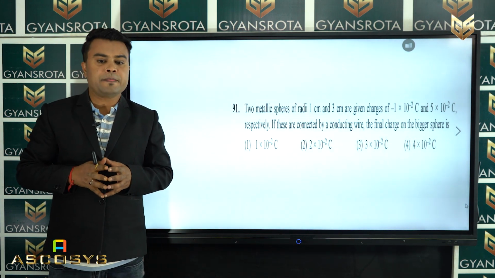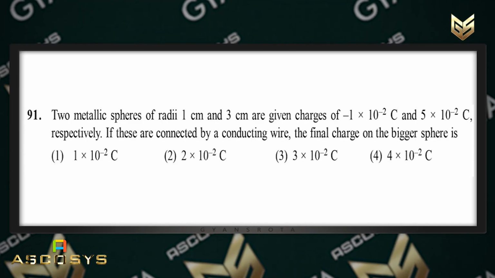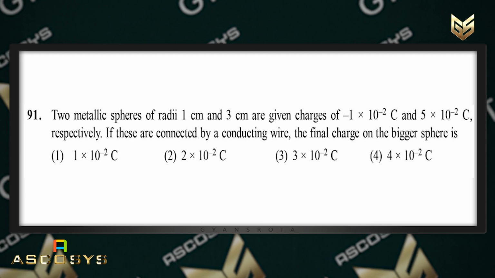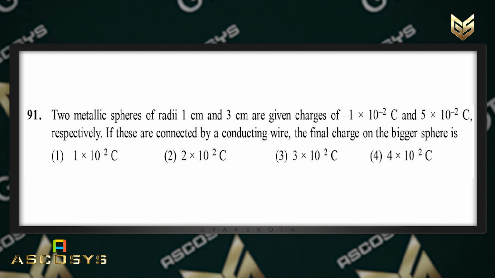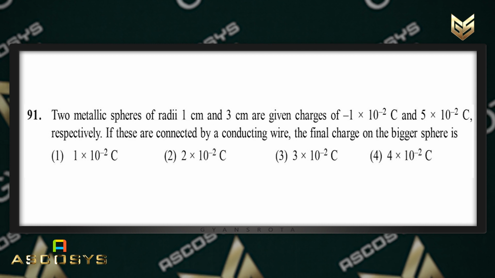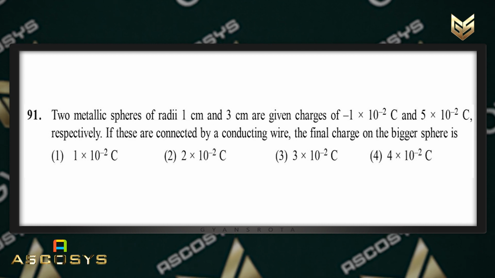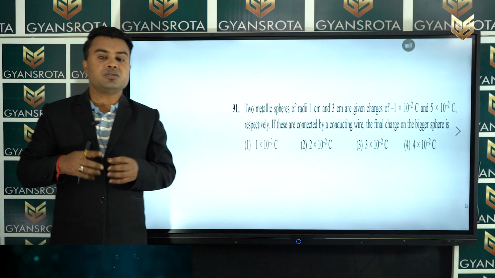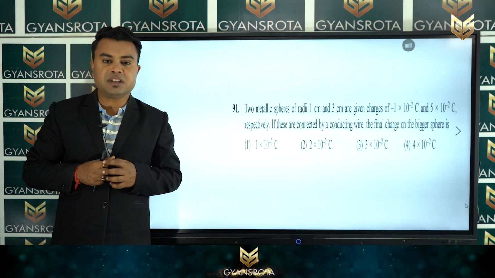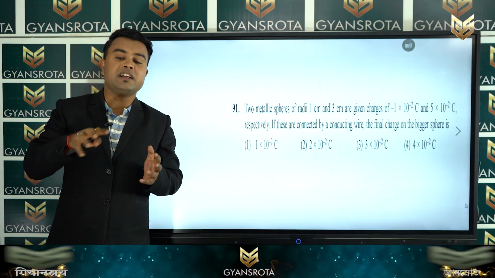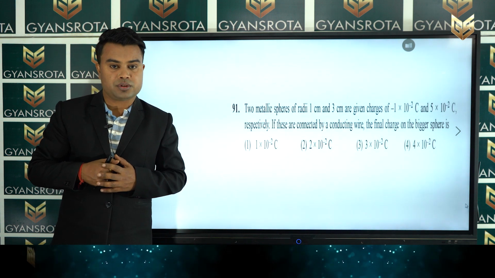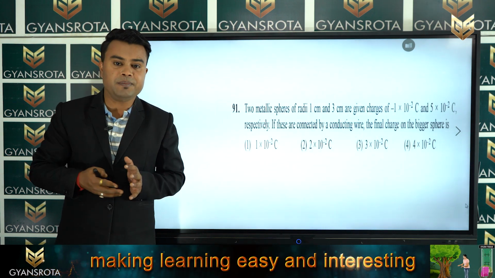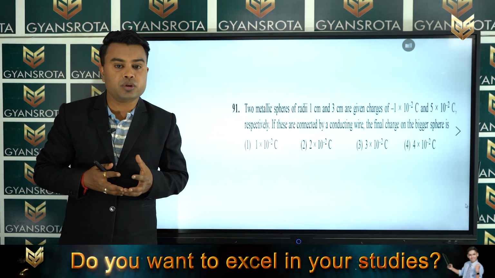The first question says, two metallic spheres of radii 1 centimeter and 3 centimeter are given charges of -1 into 10 to the power -2 coulomb and 5 into 10 to the power -2 coulomb respectively. If these are connected by a conducting wire, the final charge on the bigger sphere is. So this question came from the chapter current electricity, and the concept of capacitance they have used. Mostly capacitance on a spherical body we will be using here.